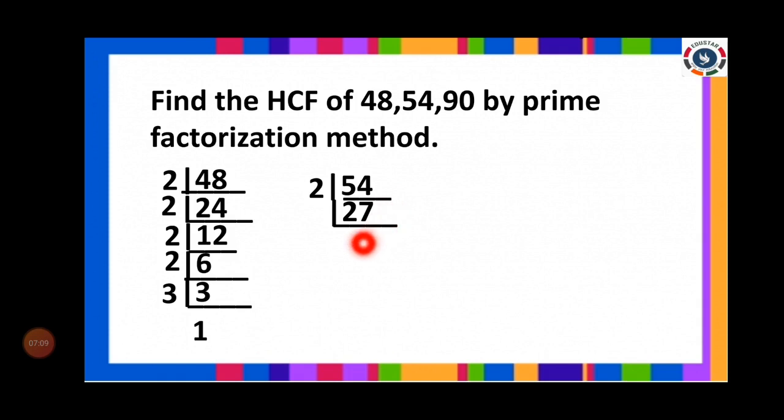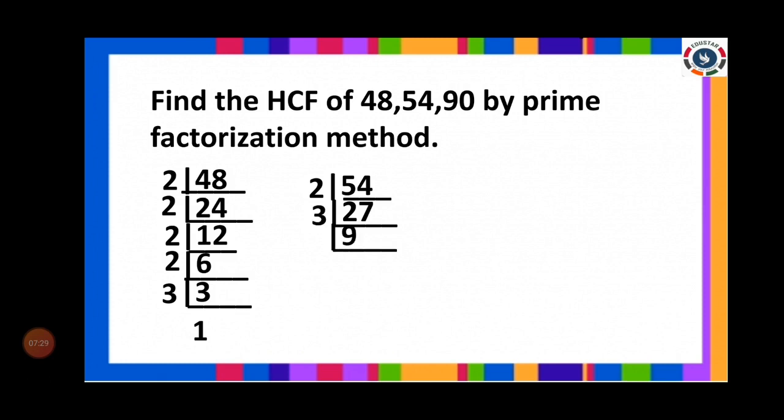Now you see here 7. 7 is an odd number, so it is not divisible by 2. So go with 3. It is coming in the 3 table. 3 is a prime number. So think about the third table: how many times 3 are there in 27? Totally 9 times.